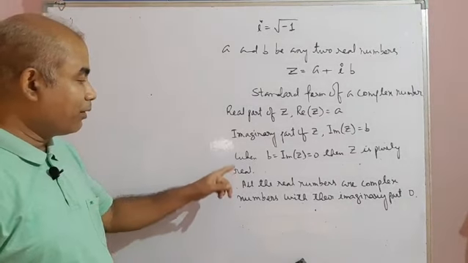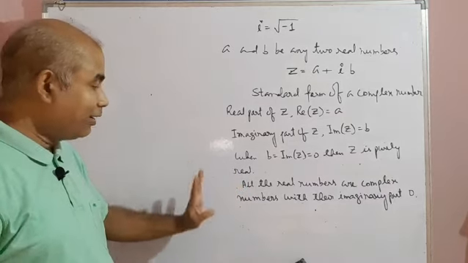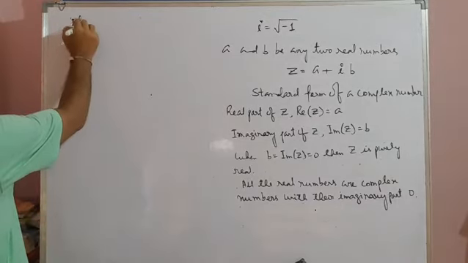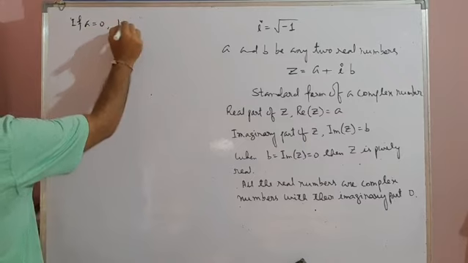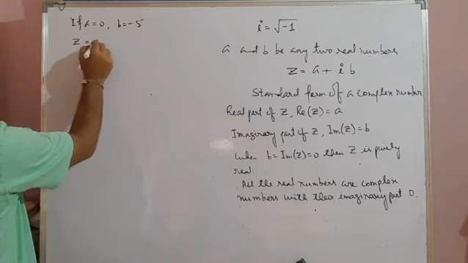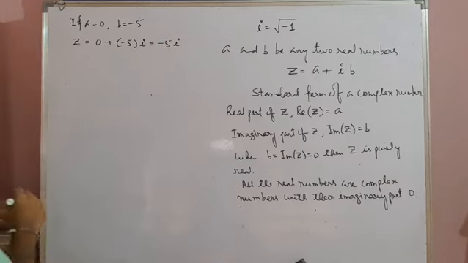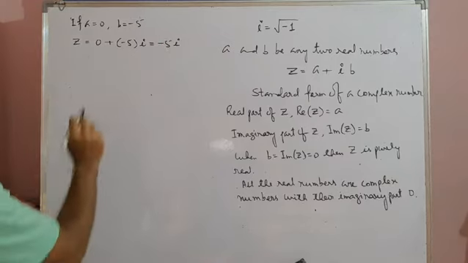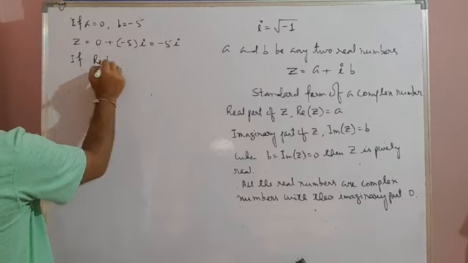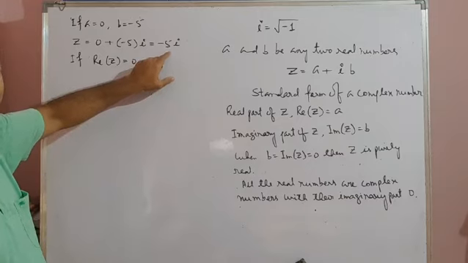So we have got this: when the imaginary part of a complex number is 0, it is called purely real, and all the real numbers are complex numbers with their imaginary part 0. Next, suppose a is 0 and b is any non-zero real number, say b is equal to minus 5. That means z will be 0 plus minus 5 into i, that is minus 5i. b can be any non-zero real number, a is 0, that means the real part of the complex number is 0. Then the complex number will be some non-zero real number into i.